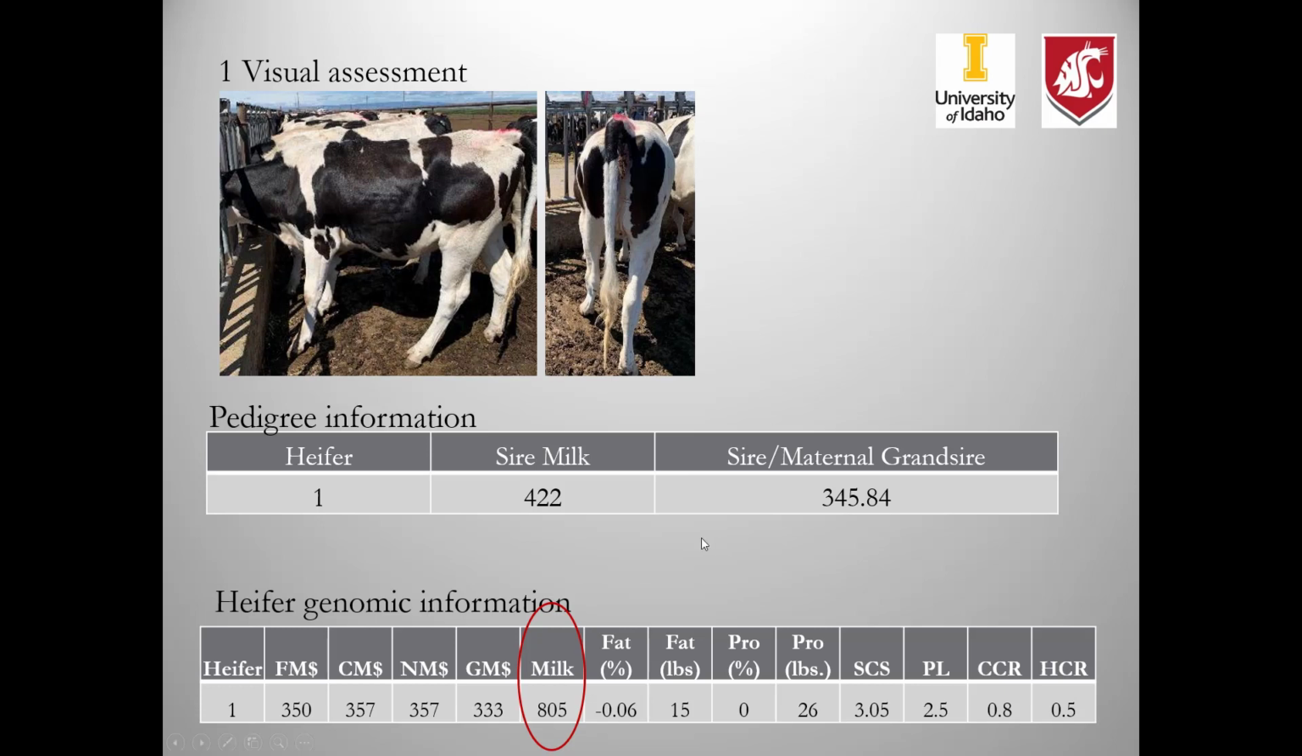When we look at the heifer information for fluid milk, we gave you a little bit more of the information like we showed earlier. So this is heifer number 1, and we focus here on the fluid milk. We see that her actual genotypic information predicts that she would have a PTA for milk of 805, which is quite a bit higher than both the sire milk and the sire and maternal grandsire index. So it gives us a little different picture of heifer number 1 than we would have gotten just from her pedigree information, or perhaps even from her visual assessment.